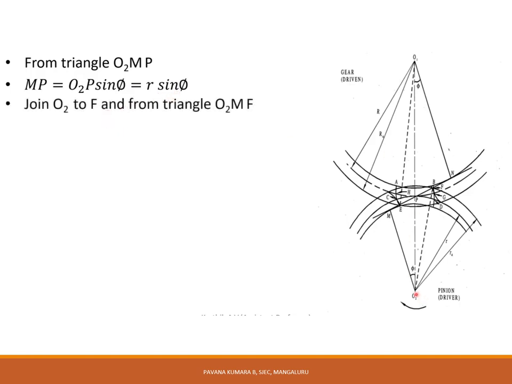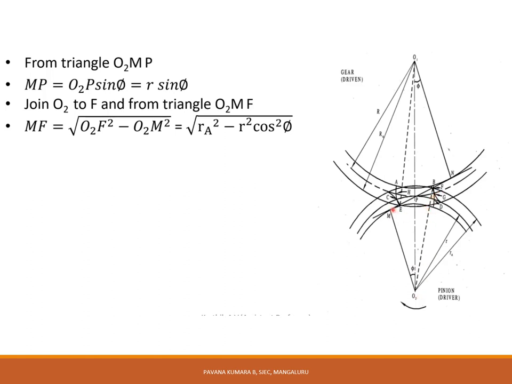Next, similarly join O2B and O2F, just join them like dotted lines. From that triangle O2MF, that is a right angle triangle. So O2M square plus MF square is equal to O2F square. From that expression you can determine MF square. This is a right angle triangle, so O2M square plus MF square is equal to O2F square.